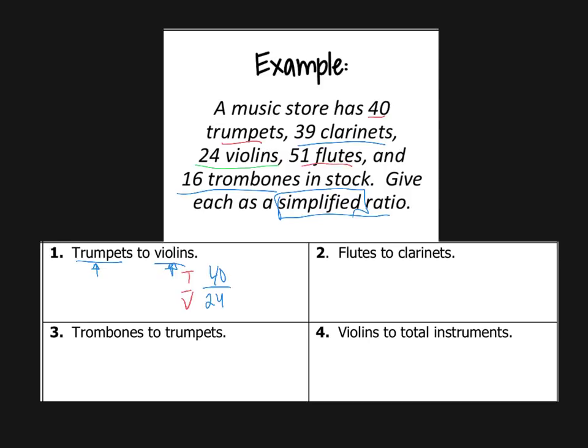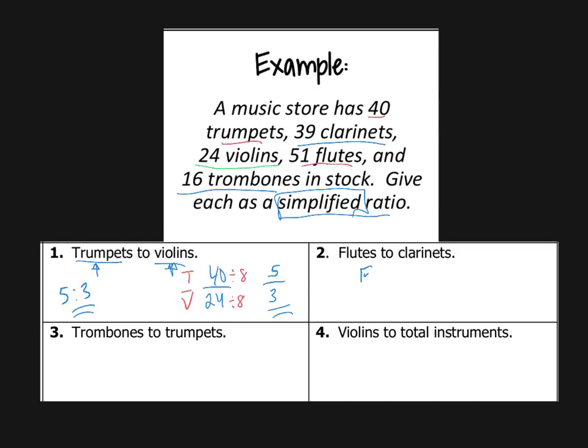Now, first we'll start with the basics. There's 40 trumpets and 24 violins, so trumpets to violins is 40 to 24. But both of these numbers can be reduced. So you have to think, what can go into both 40 and 24? Well, off the top of my head, the first number that comes to mind is 8. And when you divide 40 by 8, you get 5. And 24 divided by 8, you get 3. And that's the most simplified version. So you have 5 to 3, or we could say 5 to 3. So that's an acceptable answer, and that's an acceptable answer.